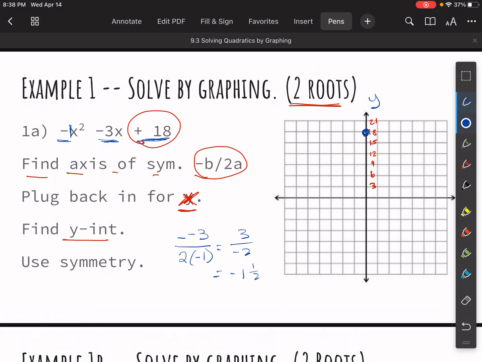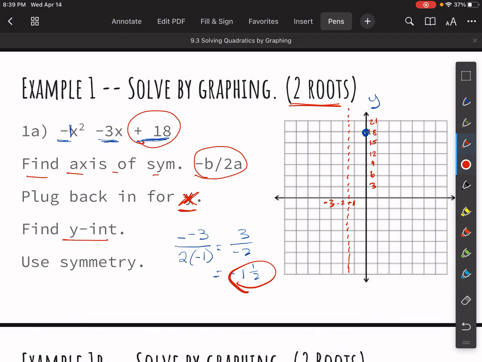Okay, so on my x direction I might change this and just go by 1s. So let's just say this is 1, negative 1, sorry, negative 2, negative 3, etc. Negative 1.5 would be right here. Okay, so there's your axis of symmetry. We just found that, negative 1.5.